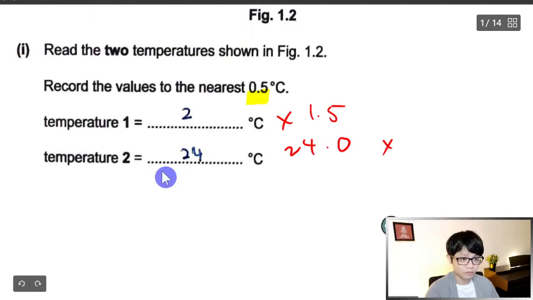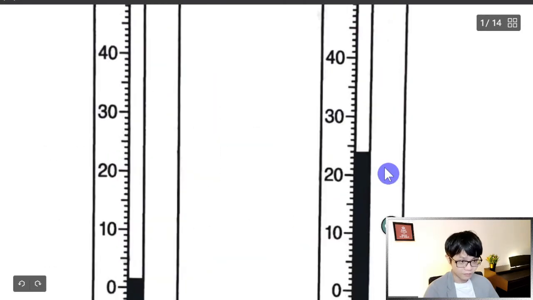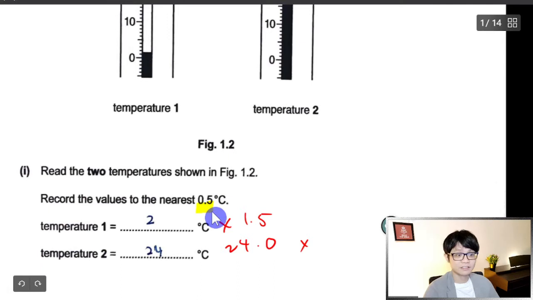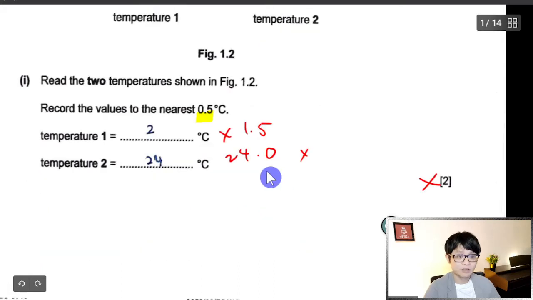And for temperature 2, the student also didn't give the correct answer. Even though it is 24, the question already mentioned that you record it to the nearest 0.5. So you need to put one decimal point. Even 0.0 you need to write, and the student didn't write 0.0, so the student didn't get any mark. This is a common mistake that students make, even smart students.